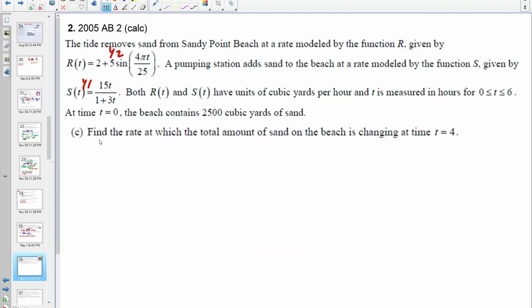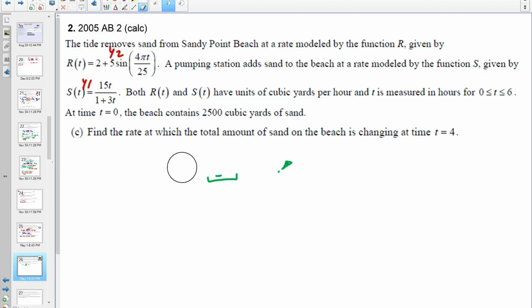All right, the next question says, find the rate at which the total amount of sand on the beach is changing at time t equals 4. So basically it's saying you have a rate going in and you have a rate going out. What's the net rate? And the net rate does not depend on the amount of sand on the beach. Just like remember I had amount of money going in and amount of money going out, spending money. The net rate did not depend on how much money I had in the bank.